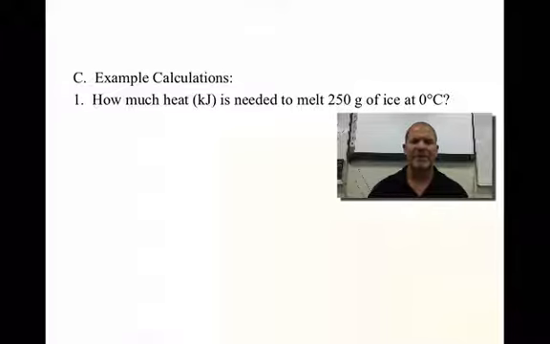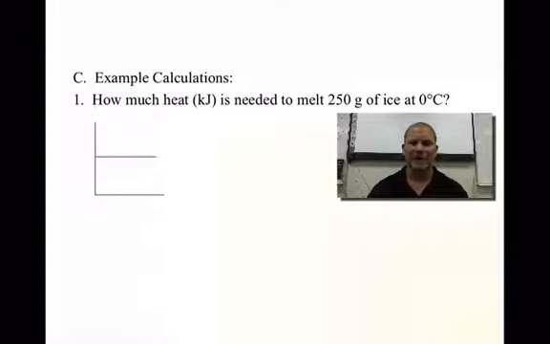First problem says how much heat in kilojoules is needed to melt 250 grams of ice at 0 degrees Celsius. Now this is important that you understand this. I'm starting at 0 degrees Celsius. Remember, at one end it's solid, and at the right side, it's liquid. So I'm melting ice. When I say ice at 0 degrees Celsius, I must go through my phase change and literally melt it.